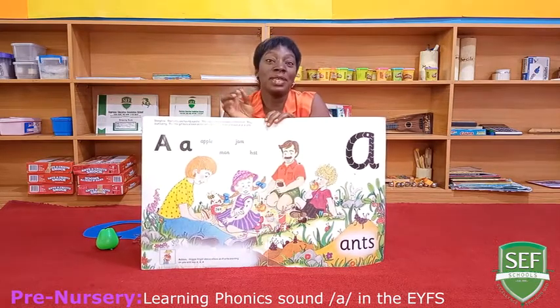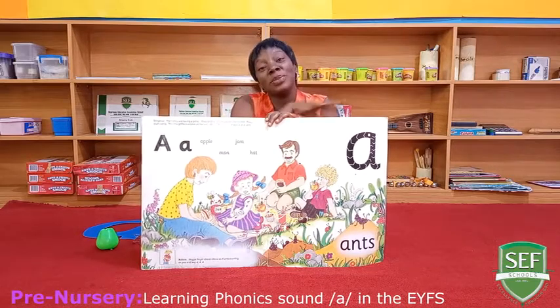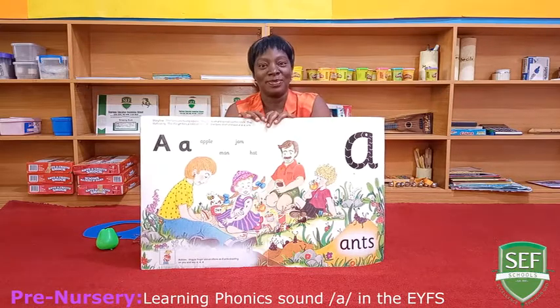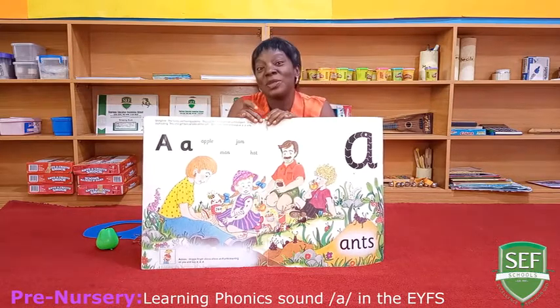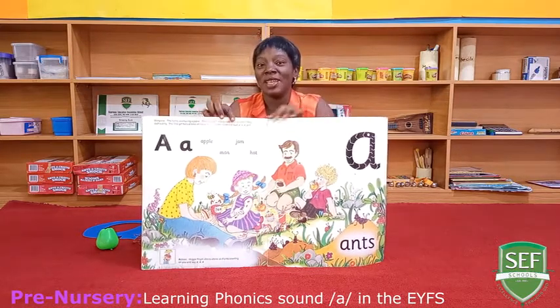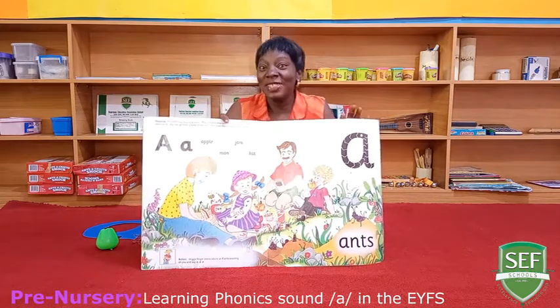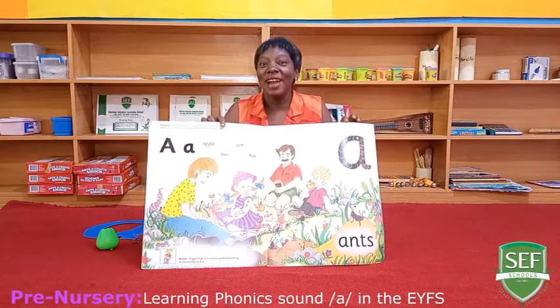The whole family moved closer and they helped her to shake the ants off her arm. Was that good? That was good, so you should always help out. Now I'm going to show you my own ah. Can you say ah? Ah.